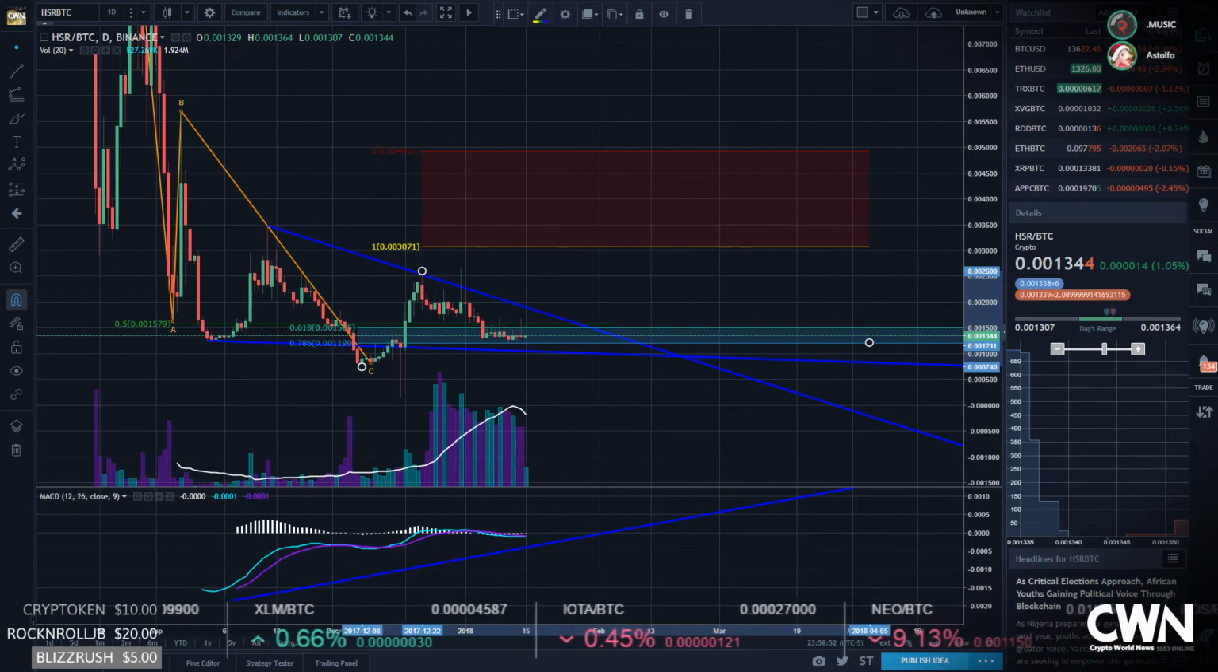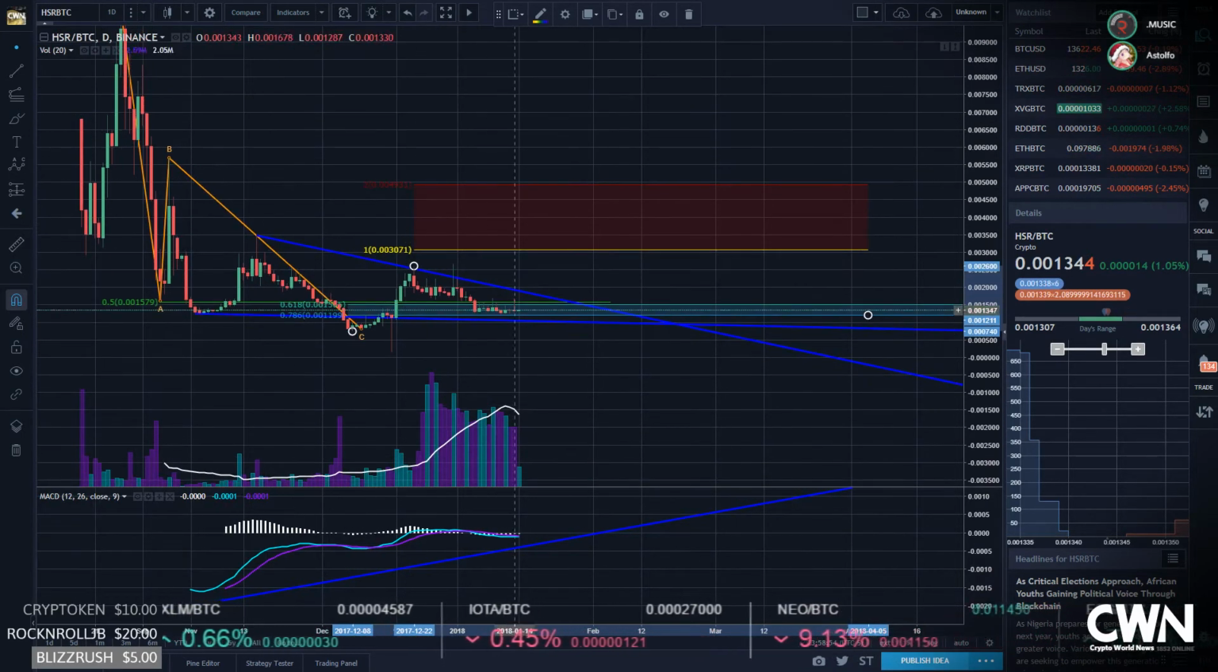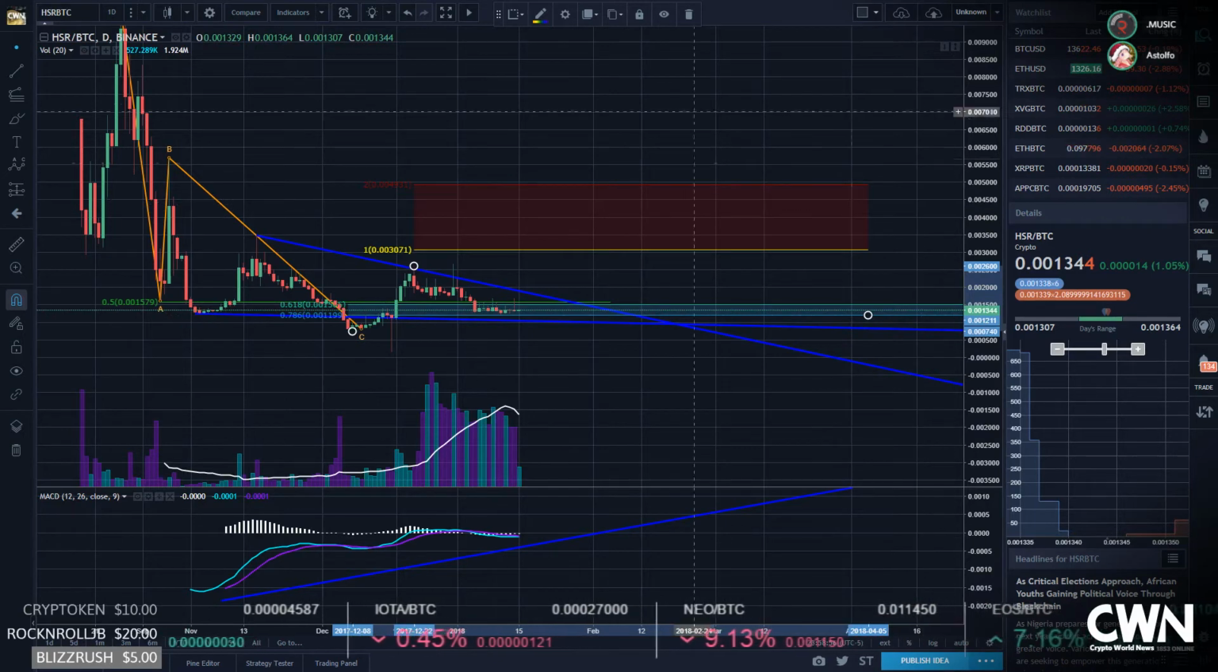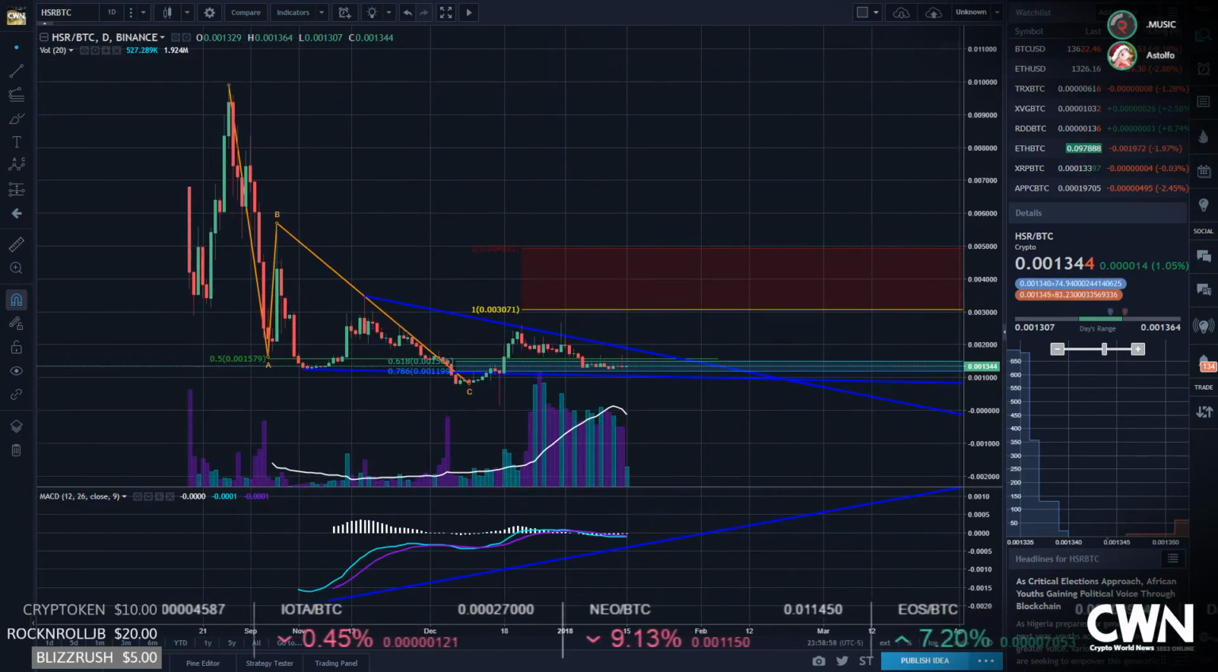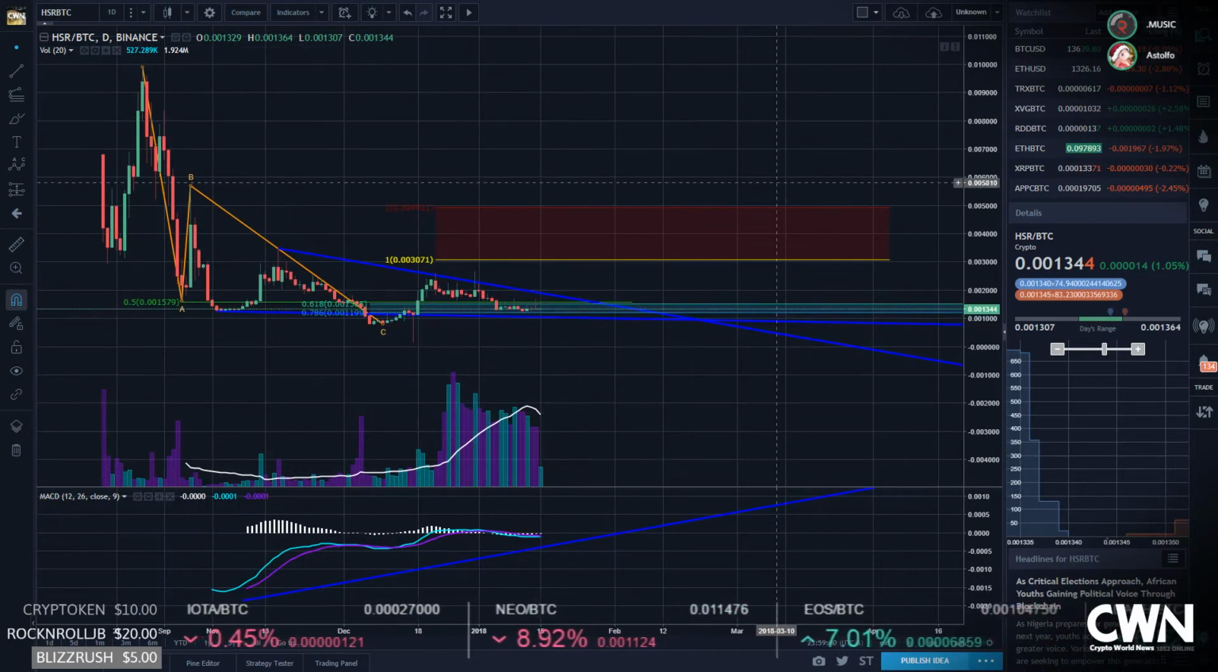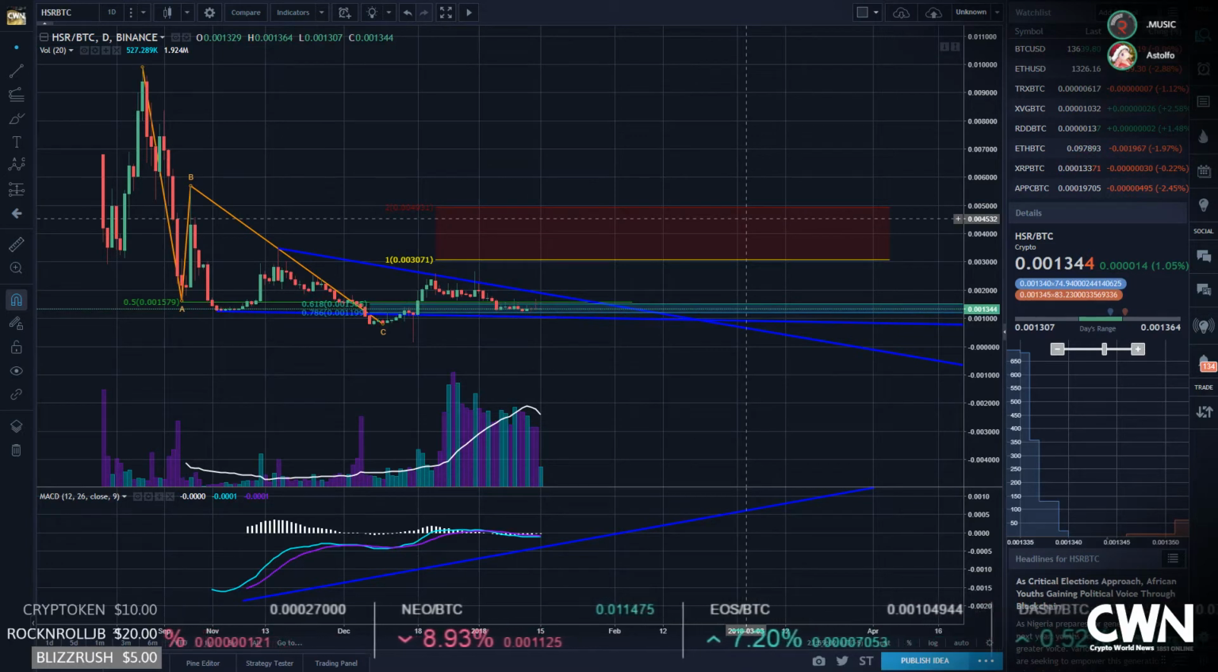I am a buyer in this market. I do like this a lot. It may churn in here for a while. It may not, but there's definitely heavy volume coming in, which means to me there's interest coming into this market.